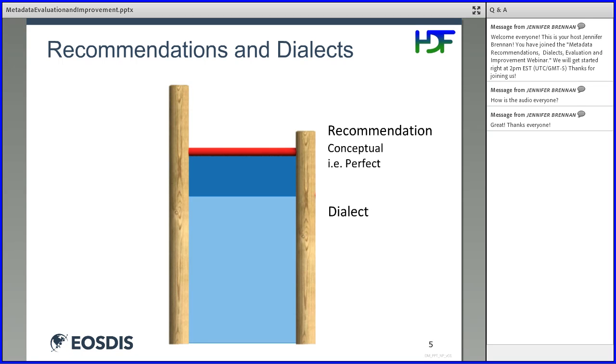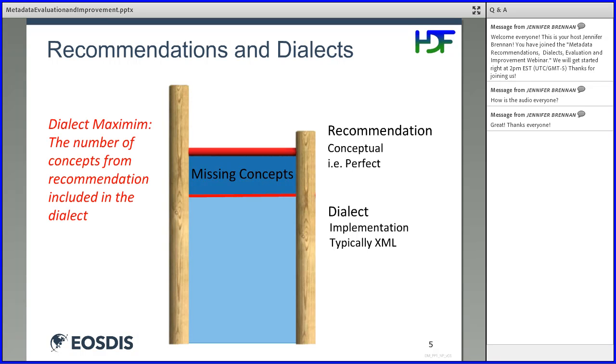So when we compare a recommendation to a dialect, the dialects are implementations. They're usually in XML. Recommendations are many times in PDFs or documents. Most of the ones that we're dealing with are implemented in XML. And in many cases, the dialects don't have all of the concepts that are in a recommendation. So we have a number called the dialect maximum, which is the number of concepts from a recommendation included in the dialect. This is important because organizations typically create metadata in some dialect, and then they become interested in some recommendation at some time in the future. That recommendation may have concepts that aren't included in the dialect, and it's important to understand what those are.